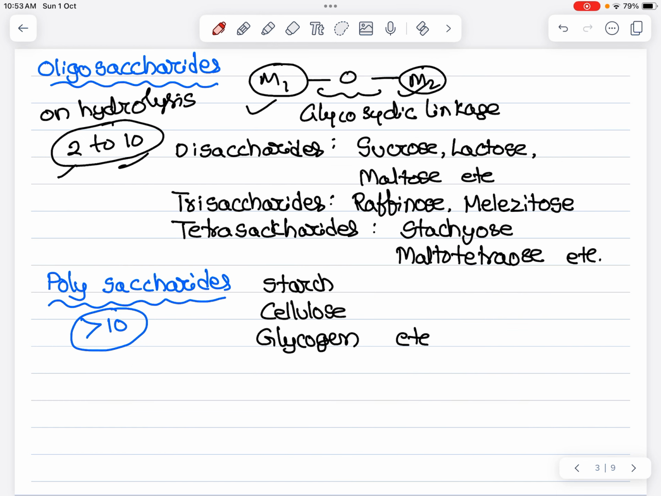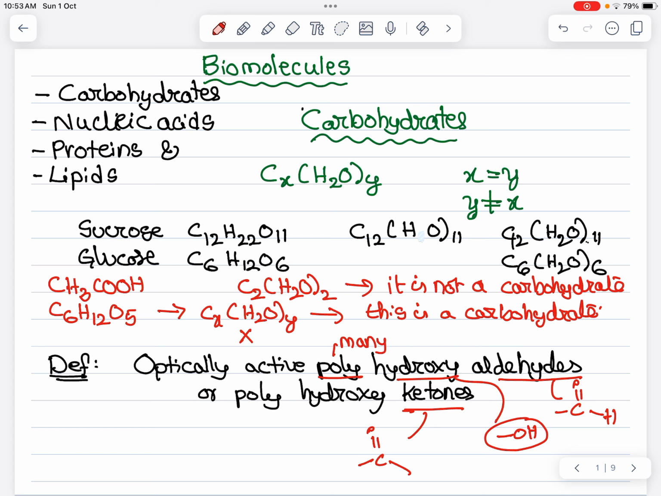So what have we learned today? The biomolecules, carbohydrates, nucleic acids, proteins and lipids are the 4 major biomolecules we are going to discuss. First we are going to discuss carbohydrates. The general formula of carbohydrates is CxH2Oy. It is called hydrates of carbon.